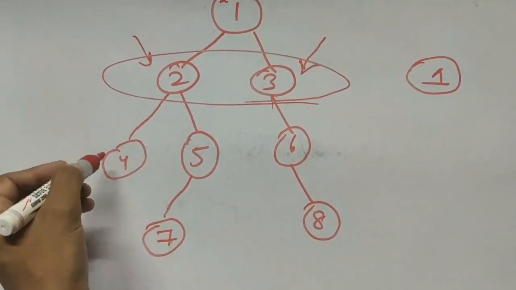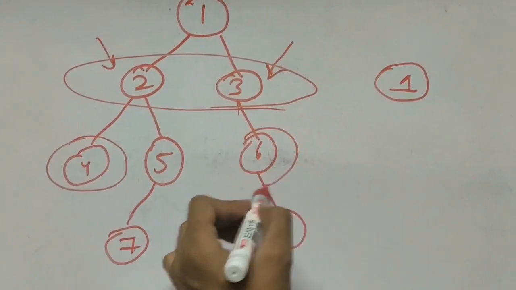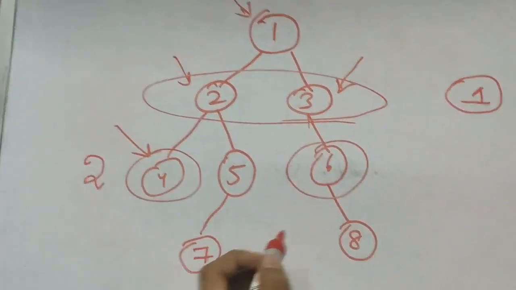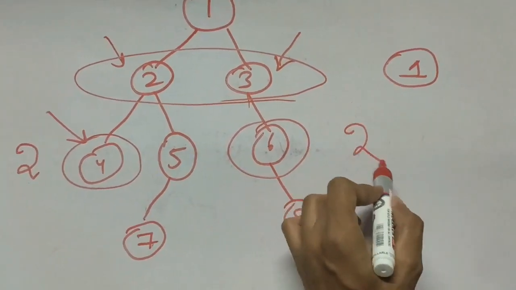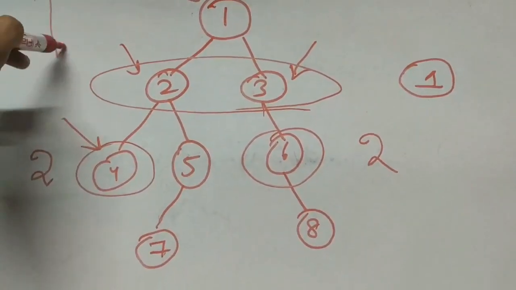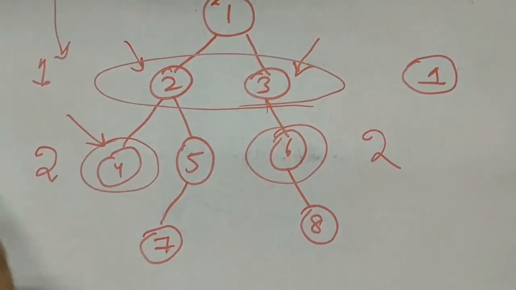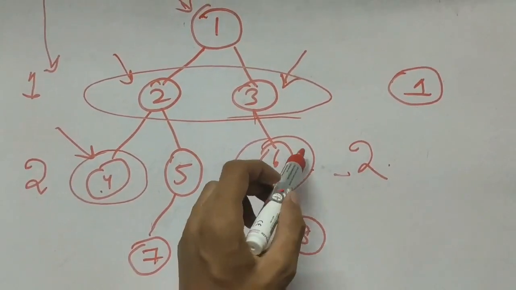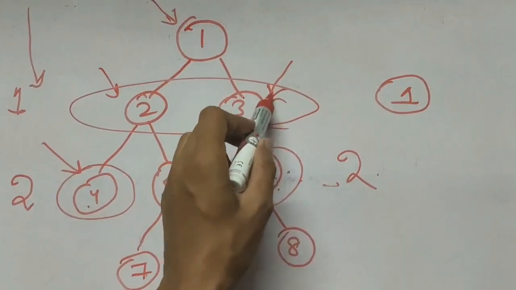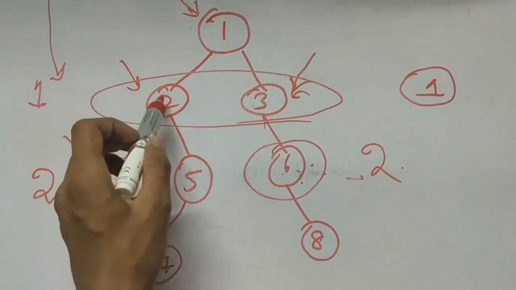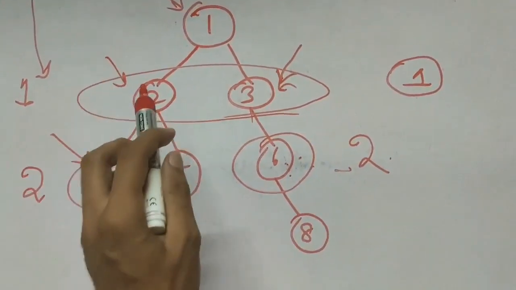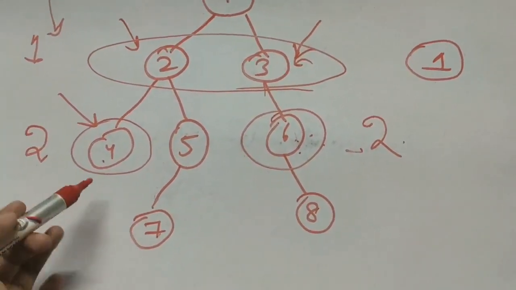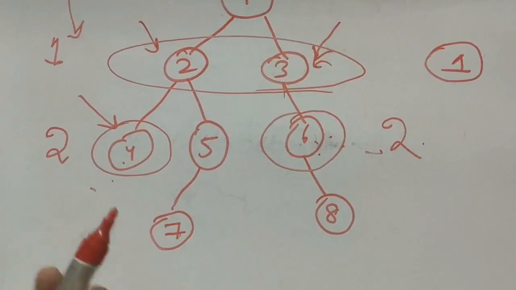Now check whether 4 and 6 are cousins or not. The depth of 4 is basically 2 and the depth of 6 is basically 2, because here it is depth 1 and here it is depth 2. So they have the same depth. We will now check the parents. The parent of 6 is basically 3 and the parent of 4 is basically 2. So the parents are not the same, so they can be considered cousins. So they are cousins, and in this case we will return true.